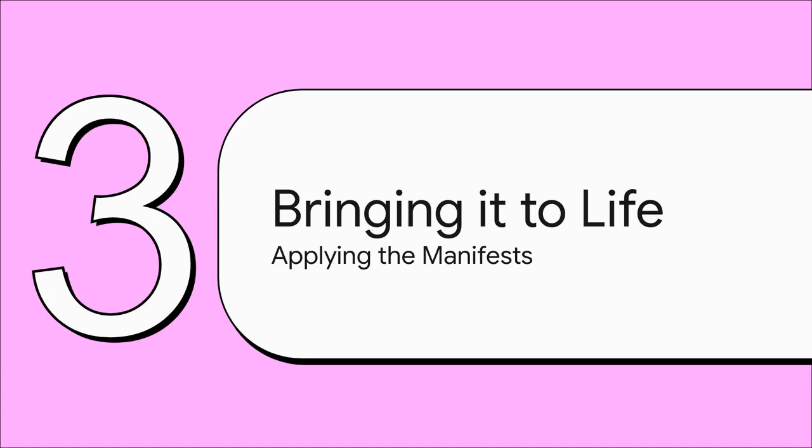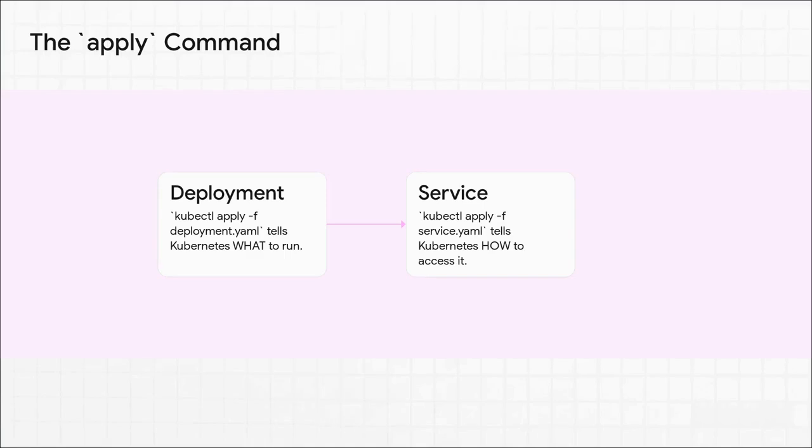All right, we've designed our blueprints, we've defined our deployment and our service. Now it is time to hand those plans over to the construction crew, which is Kubernetes itself, and watch our application come to life. And how do we do that? Well, with this one powerful command, kubectl apply. We just point it at our blueprint files, first the deployment, then the service.